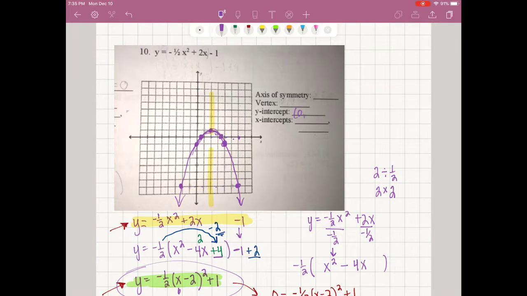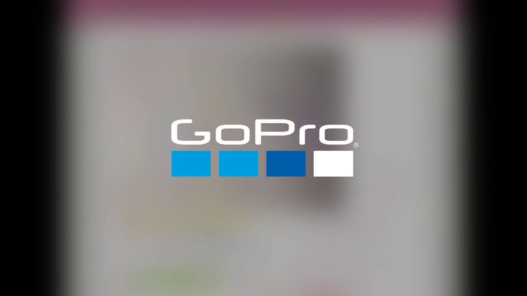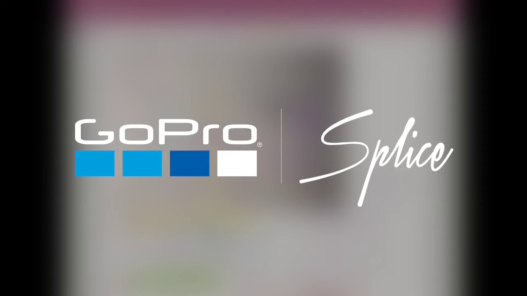So our y-intercept is 0, -1. Our x-intercepts are 2 plus the square root of 2, comma 0, and 2 minus the square root of 2, comma 0. The vertex was 2, 1. The axis of symmetry is x equals 2. Domain, all real numbers. And the range is -infinity to +1. And that's how we do that.